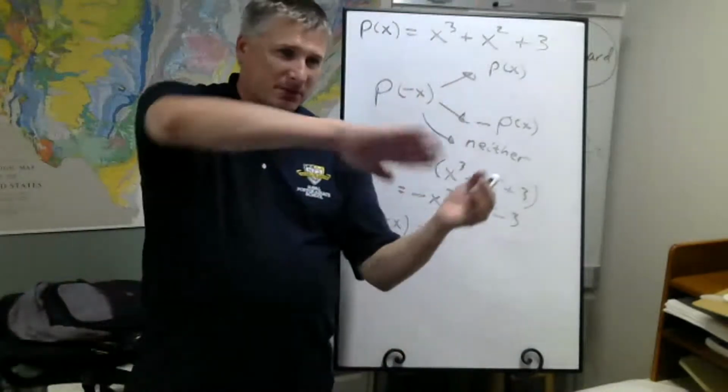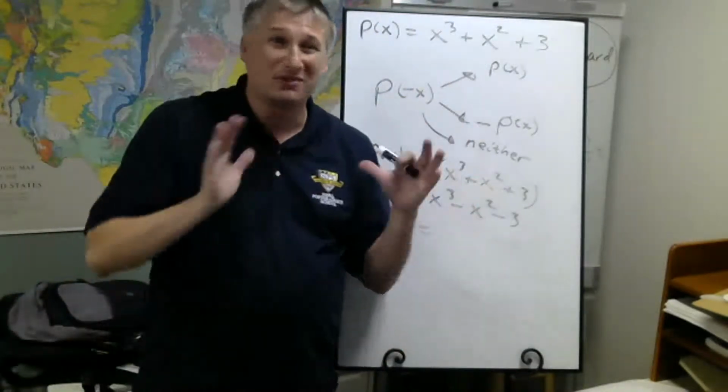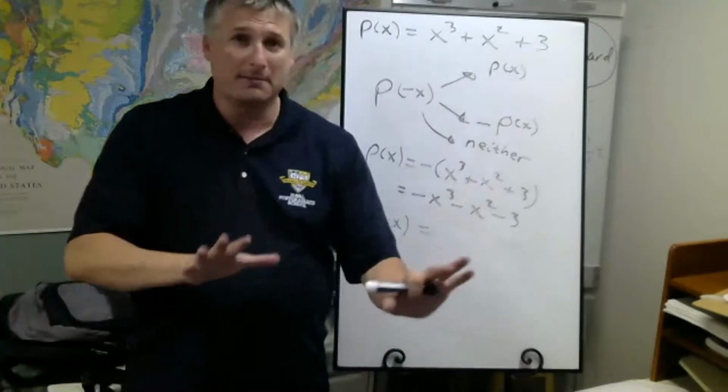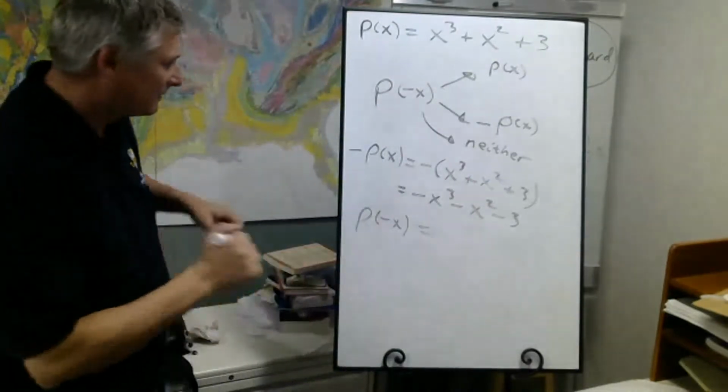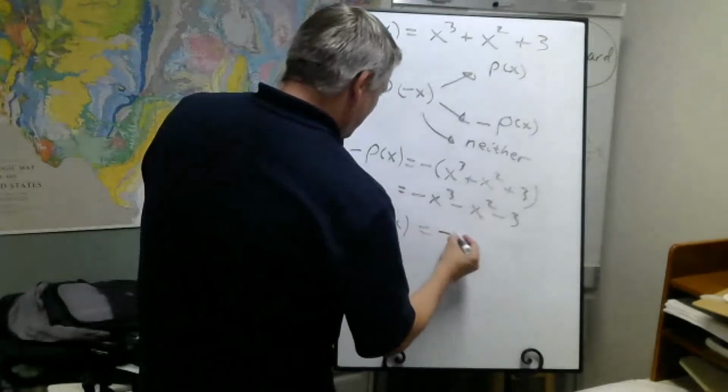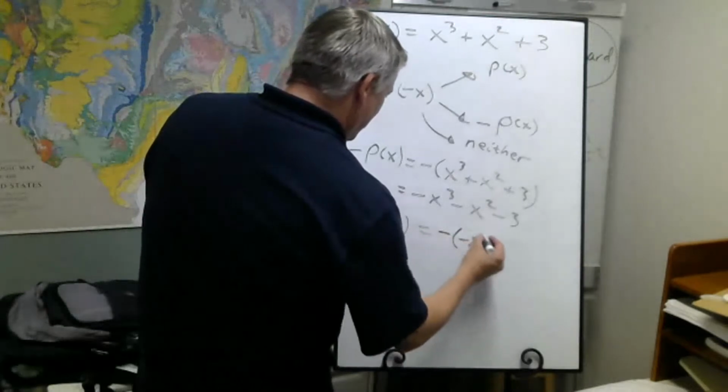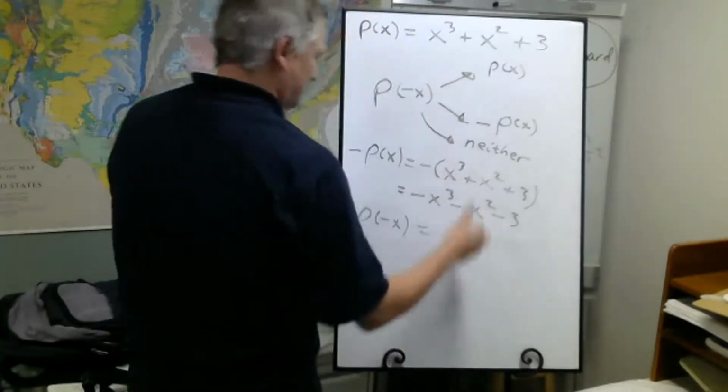Polynomials are functions, and remember, symmetry across the x-axis means they're not a function. So we're not going to worry about that. It doesn't apply. So let's see. Negative x, oh, sorry. So we started with this.